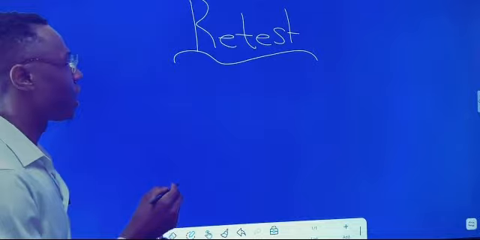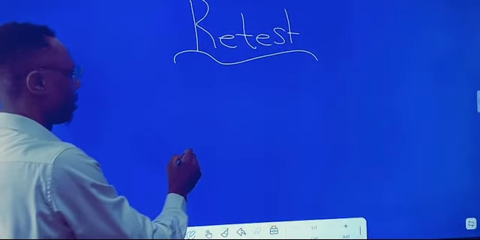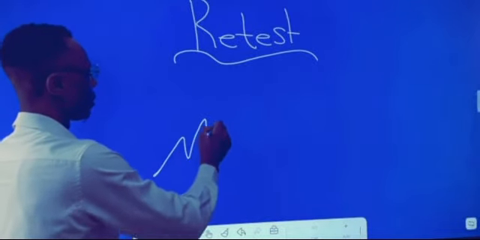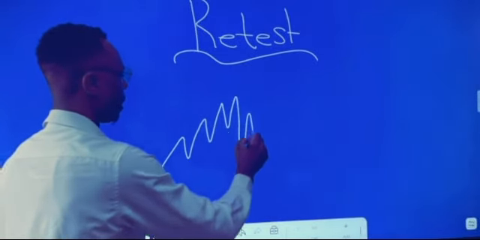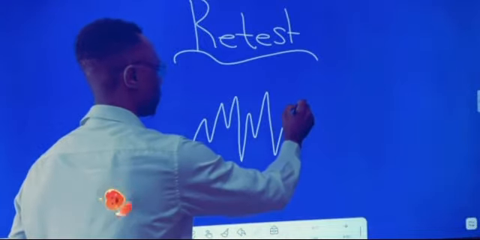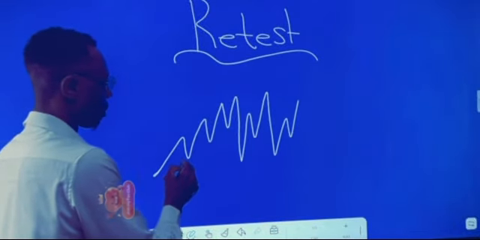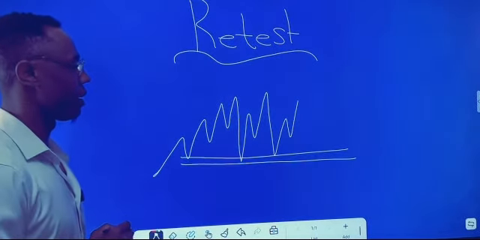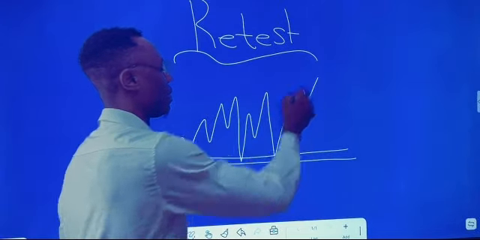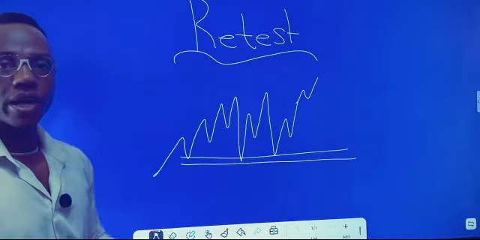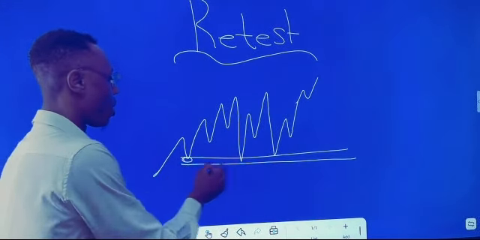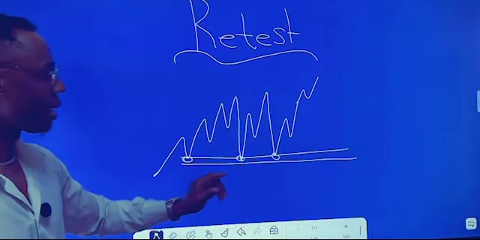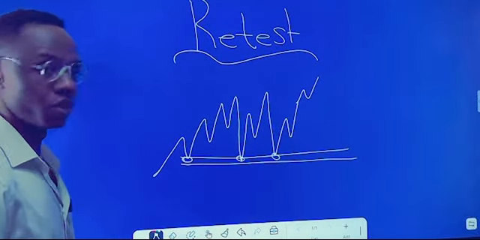So let's say we have our support zone. Let me use bullish. We have something like this. Now we have our support zone drawn. This support zone is our area of value, or our point of interest. This zone is our point of interest. In other words, it is a demand zone.